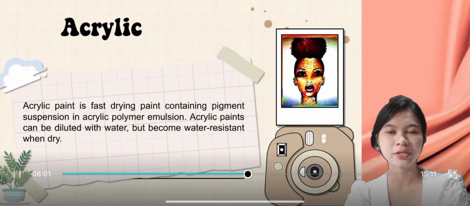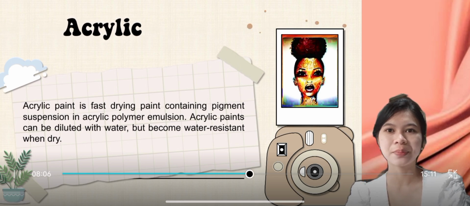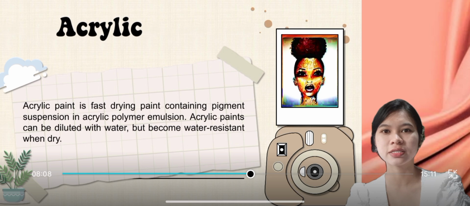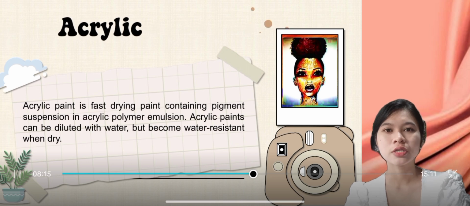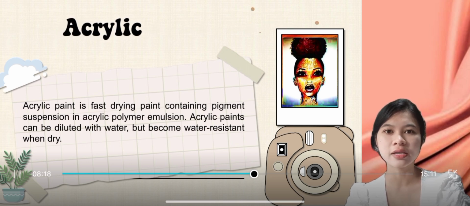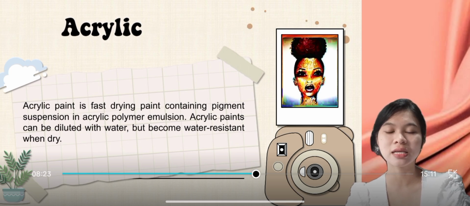So let's proceed to the next one. We have here the acrylic. So the acrylic is a paint, or it is a fast drying paint containing pigment suspension in acrylic polymer emulsion. So acrylic is a form of art that uses a watercolor base, wherein it is a fast drying paint made of pigments suspended in the acrylic polymer emulsion.